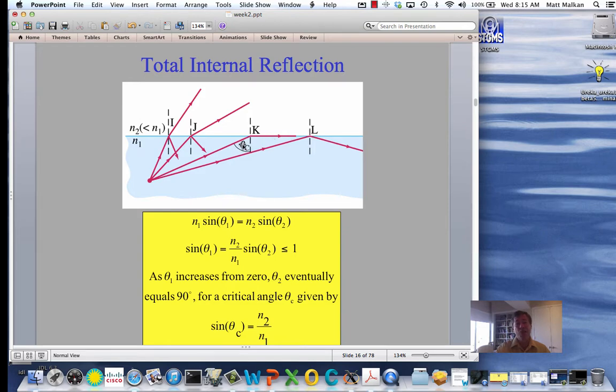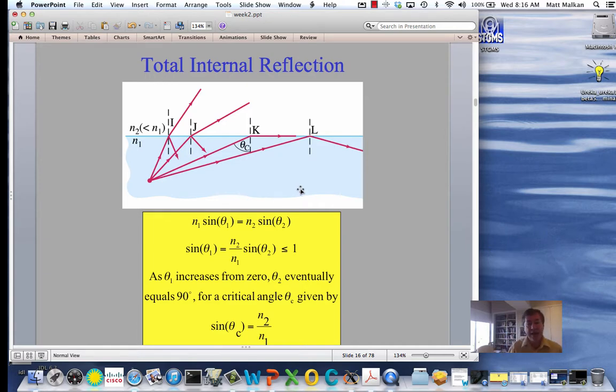So if you're just like 1 degree above theta critical, no refracted wave goes out. So here's one that's above the critical angle. This is a real glancing angle here. And the only thing that can happen for all the light that hits this boundary is it's all 100% reflected. Total internal reflection. No light gets out. Wow. We've trapped the light. We've trapped the light inside this high index of refraction medium.